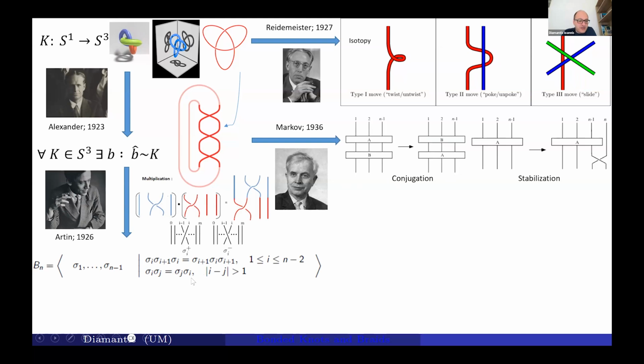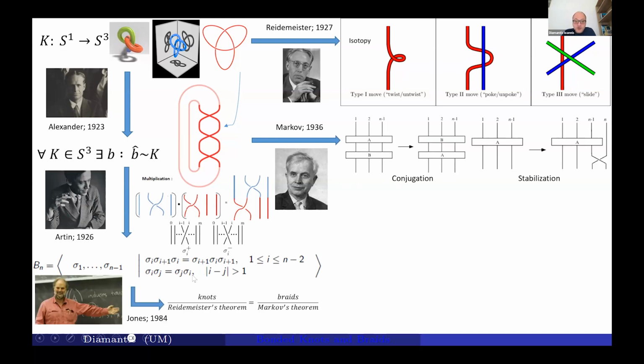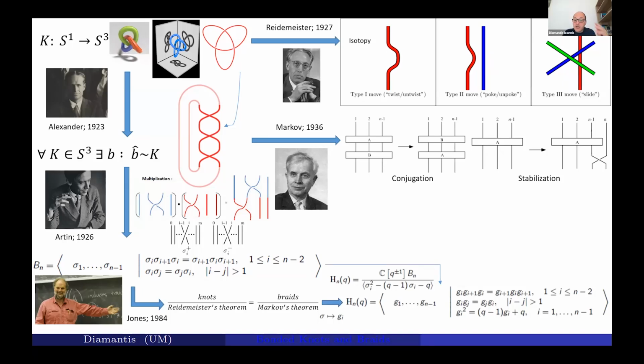That's the multiplication in this group. Then Jones in '84 said that instead of studying knots up to Reidemeister's theorem, we can study braids up to Markov's theorem. And he got the Fields Medal for that, actually. What he did, he constructed the Hecke algebra, which is nothing but, you can see here, the group algebra C[B_n], the classical braid group, over the ideal generated by this quadratic relation, sigma_i squared equals (q minus 1) sigma_i plus q.